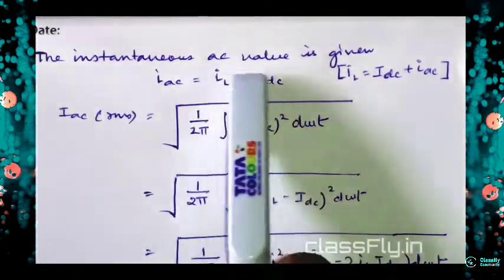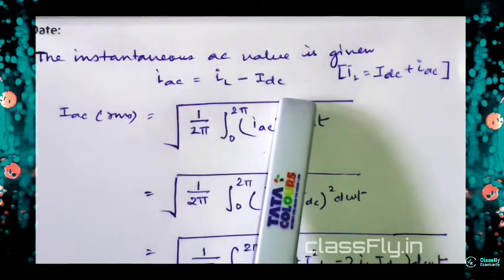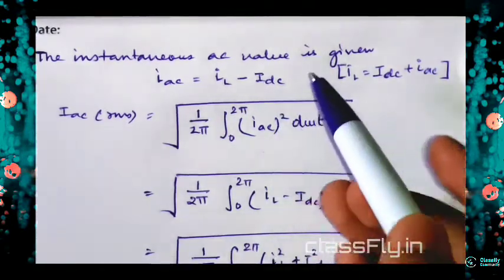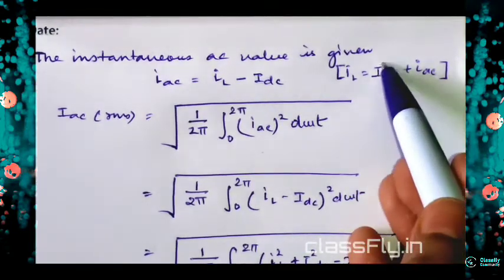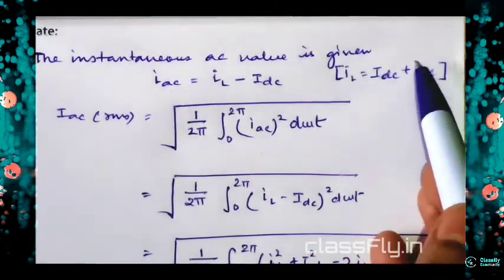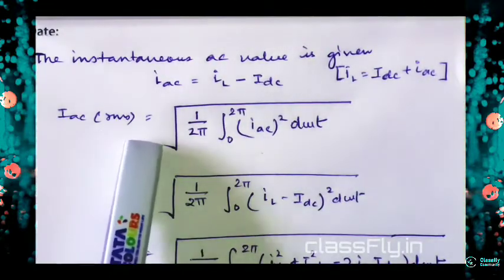See, the instantaneous AC value is given by i_AC equals i_L minus I_DC. Basically, we know that the total current is DC plus AC, and we always write DC with capital I and AC with small i. Okay, remember this. So we have to find I_AC,RMS.